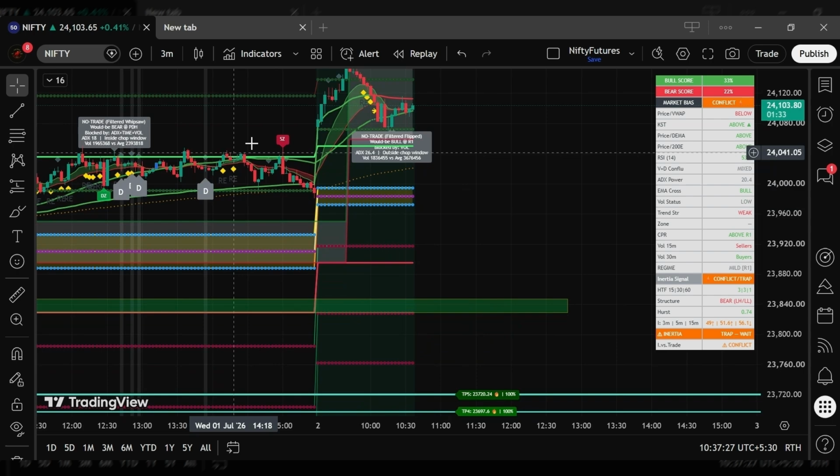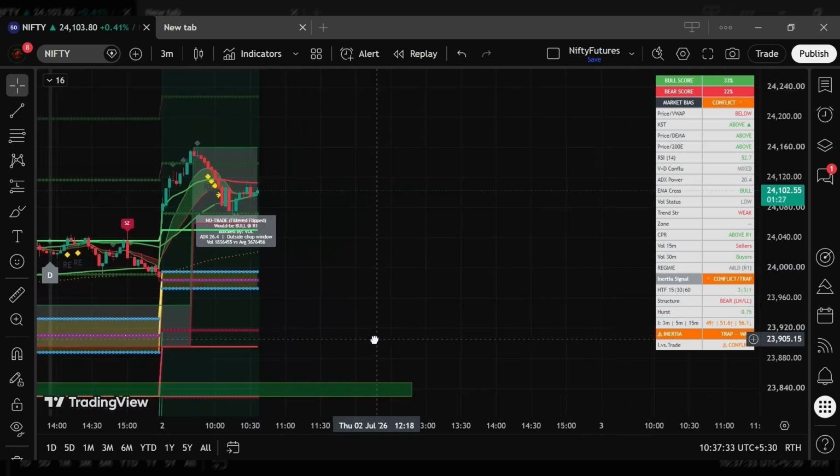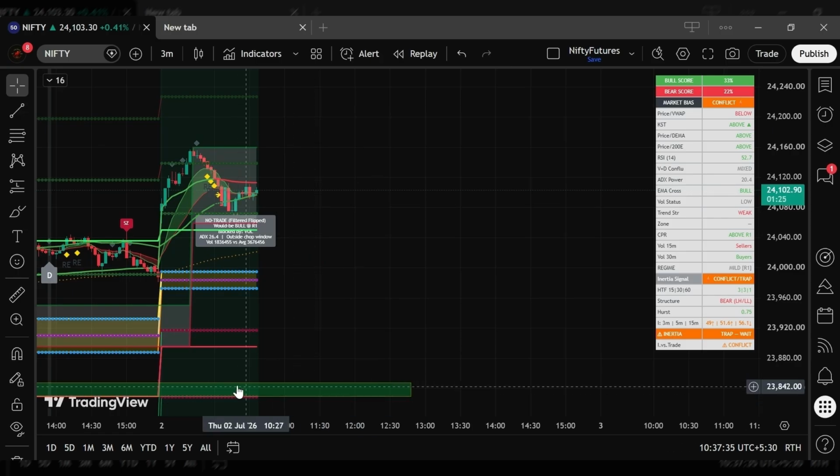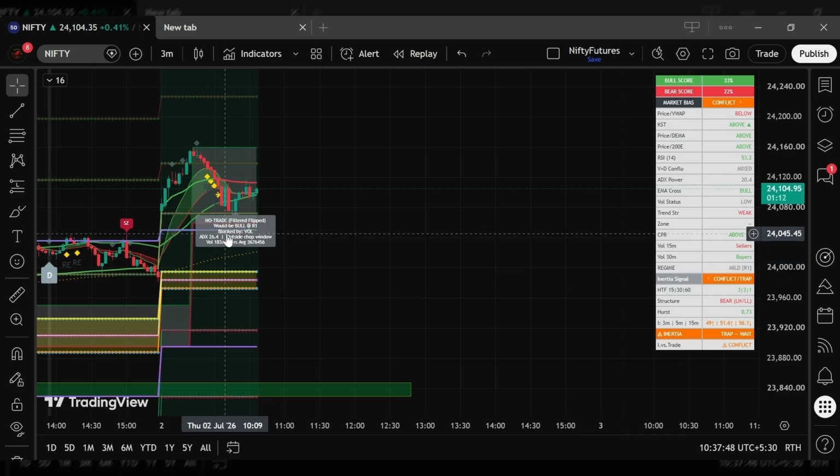You can see there is a supply zone and there is a demand zone. All of these things are kept intact, and you can see this green is the demand zone, whereas this is the supply zone. The price has moved above the supply zone and gone up. Right now, it has given me an indication that it has flipped and it would be bullish at the R1.